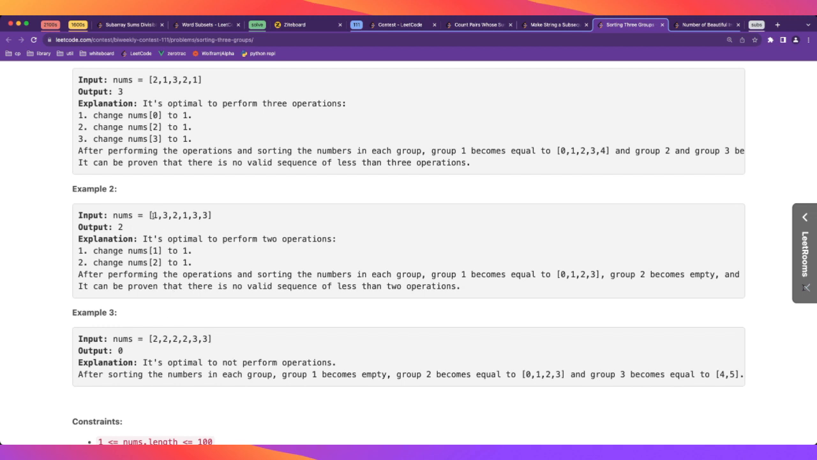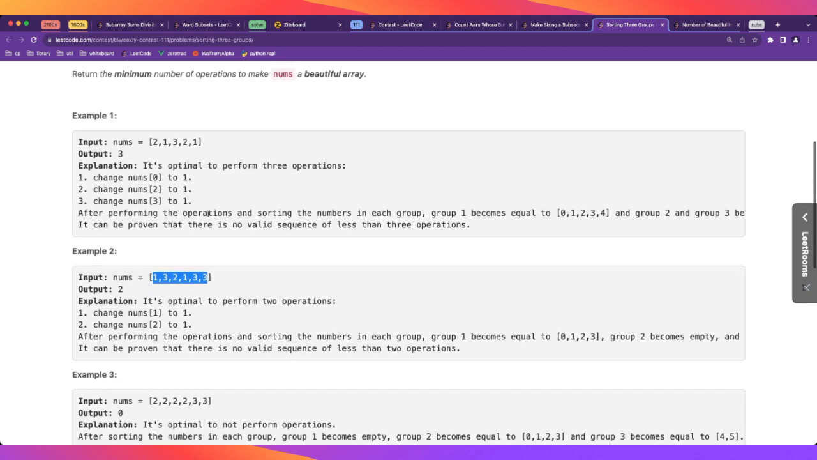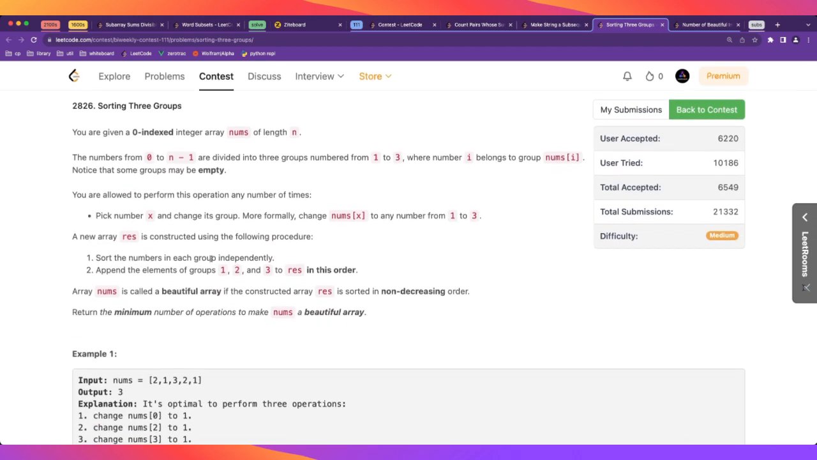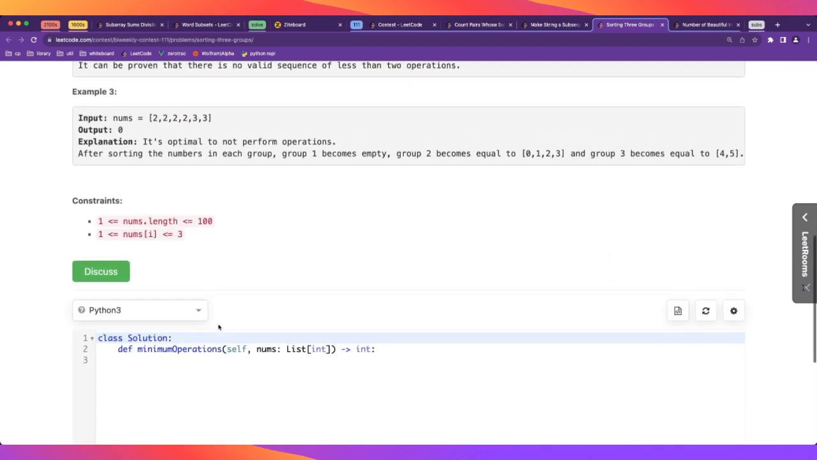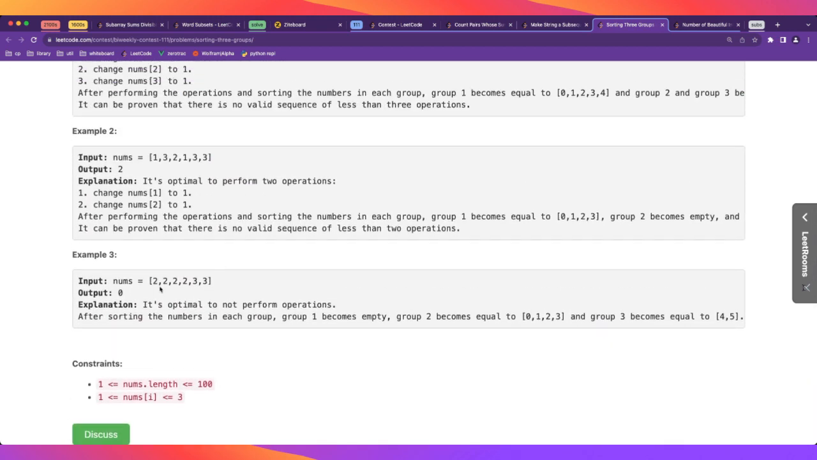We need to change them so that they are... I don't know why they are talking about sorting the groups. You just need to change the numbers so that the ones come first, so that it is sorted. So in this case, it's already sorted, so you don't have to change anything.